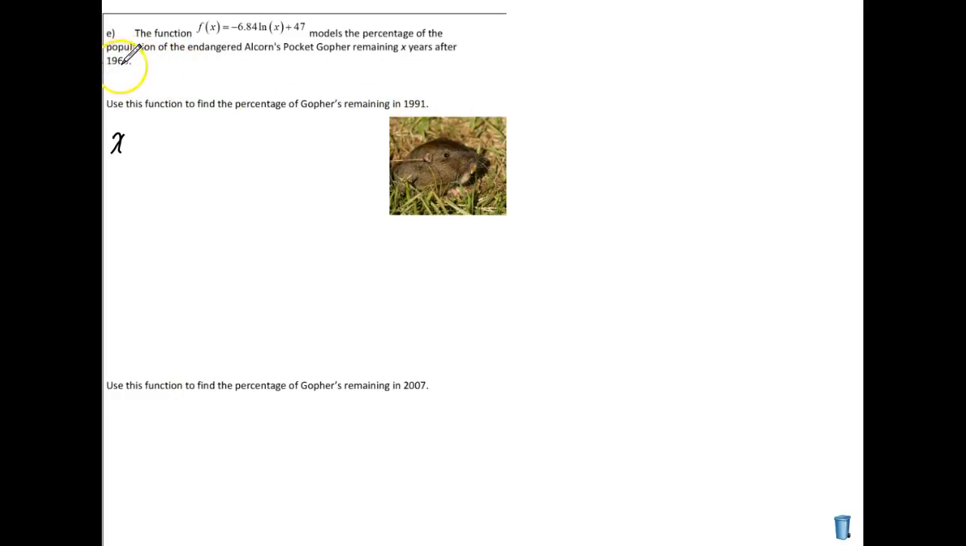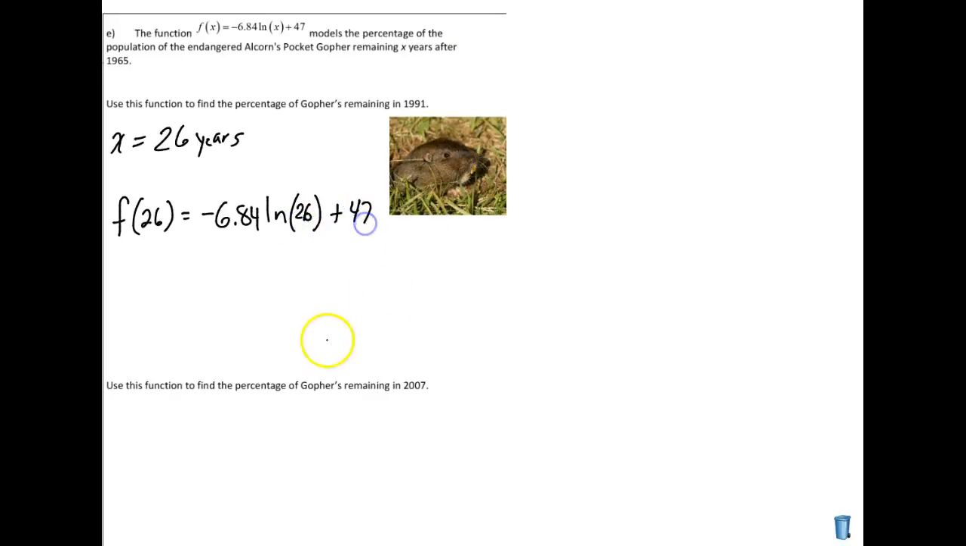Let's think, from 1965 to 1970, that's 5 years. And then 70 to 91 is 21 years, so 21 and 5, that's 26 years is what we are going to use. So what we're going to do is look for f of 26, which is -6.84 times the natural log of 26, plus 47. Now we're going to do that in our calculator and figure out what this is.